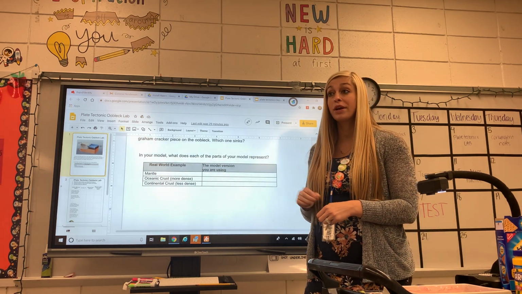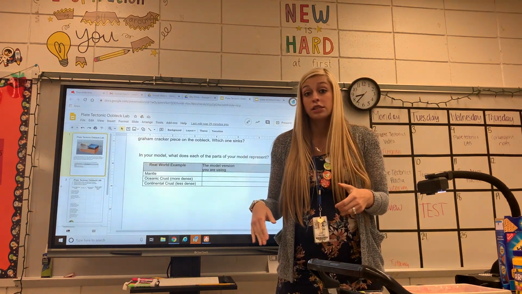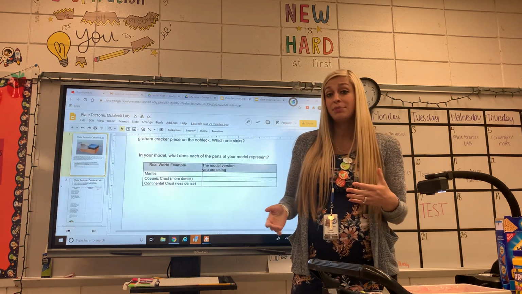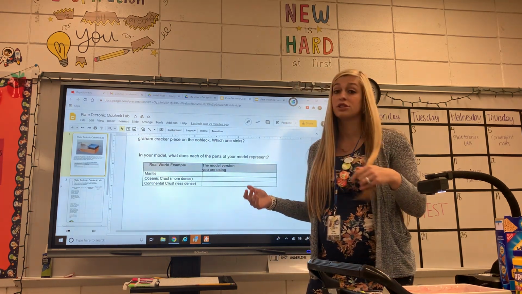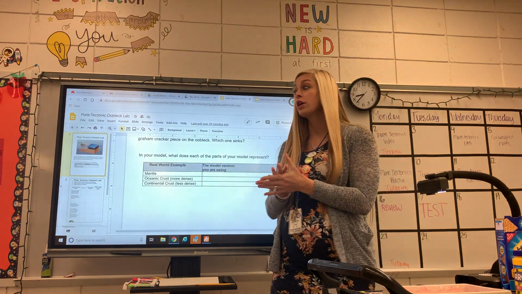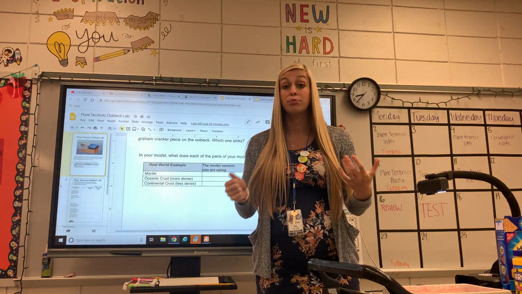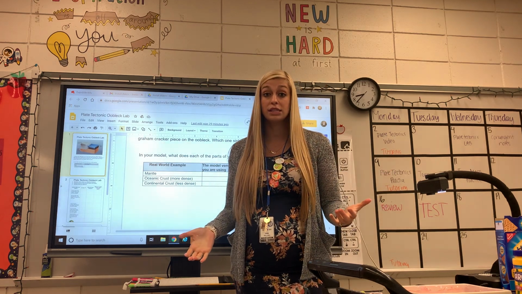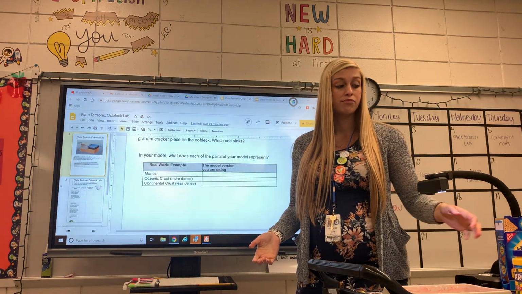It would be really cool if we could just dive into the crust, cut through, see the mantle, see plate tectonics happening, but we can't. So instead, we're gonna model it. We're gonna model it with some ingredients that you may have at home, so you can probably do this at home. You can follow along with me.